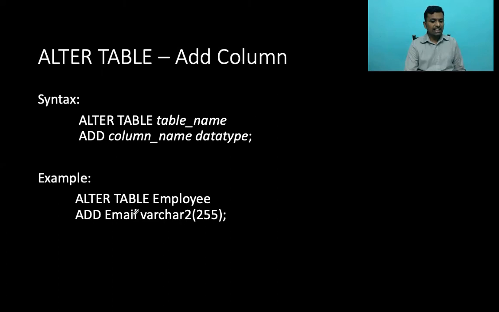What I'm doing: alter table name, add column. I'm adding a new column called email. Before it was not there. Before I had employee ID, last name, first name, address, city, all these things. Now a newcomer is there. Who is that? Email. Now I'm adding a new column called email, and it's of type varchar 255. So I've created a new column.